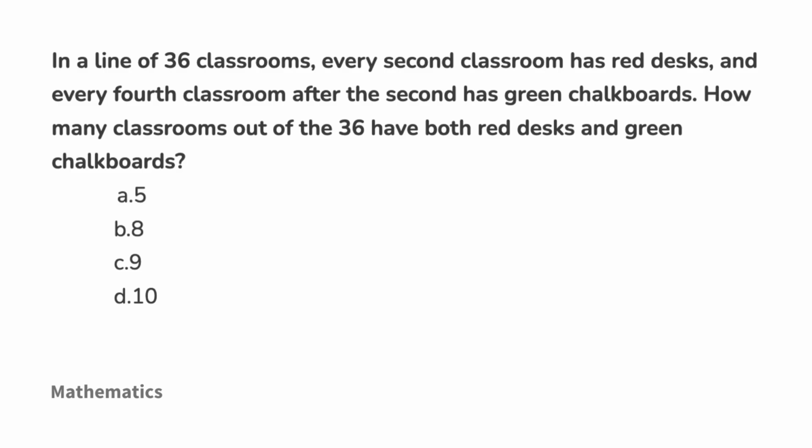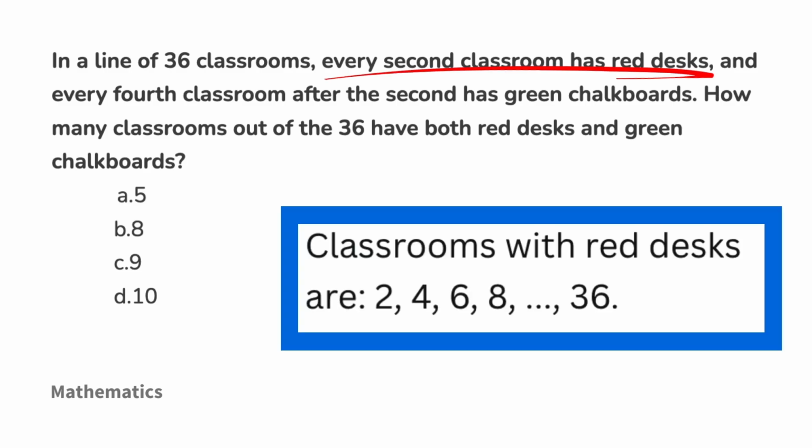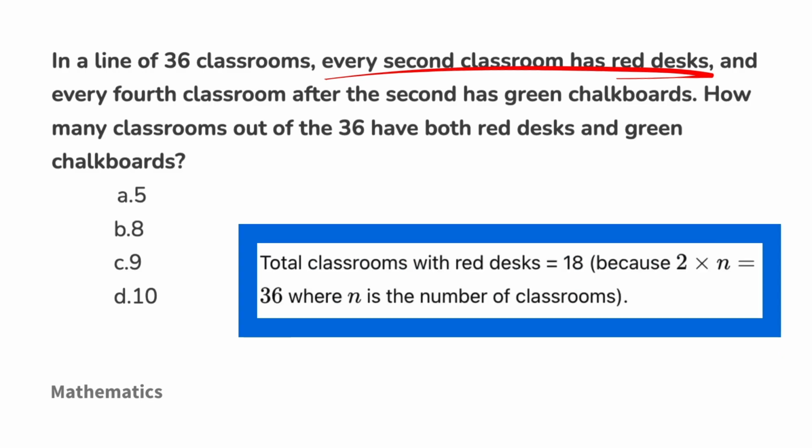All right, great. To determine how many classrooms have both red desks and green chalkboards, we can analyze the distribution of these features among the 36 classrooms. First, we'll want to identify the classrooms with red desks. Based on the information given, every second classroom has red desks. This means that the classrooms with red desks are classrooms 2, 4, 6, 8, and all the way to 36. So we've got a total of 18 classrooms because 2 times the variable n equals 36, where n is the number of classrooms.